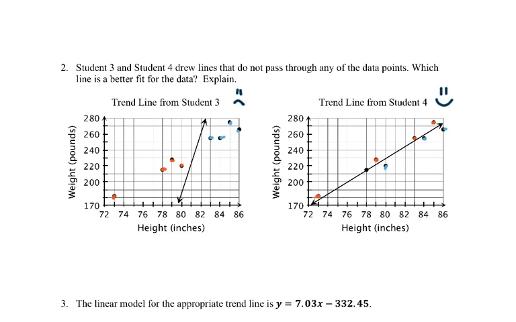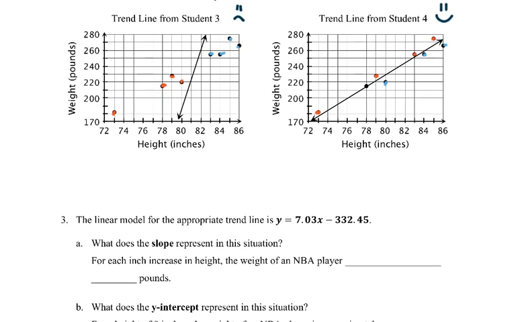It doesn't have to be exact because it did pass through a point here, so it's not on either side. So we're going to have an odd number. It happens. The point is, it's following the overall trend, and it does a nice job of splitting the data in half, above and below. So it says, which line is a better fit for the data? Explain.